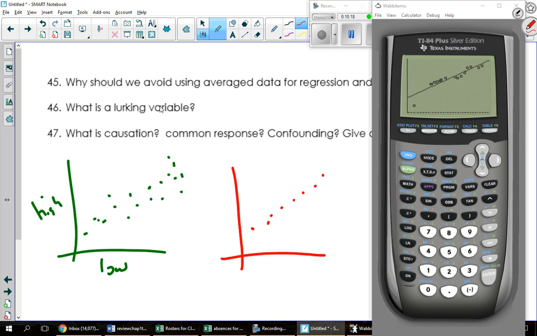What is a lurking variable? I'll explain this in the context of the one we did before with vocabulary size and shoe size. As your shoe size gets bigger, your vocabulary size tends to get bigger throughout your elementary and intermediate school days because of the lurking variable, age. We didn't talk about age, but that's really what's affecting your shoe size and your vocabulary size. In fact, those things are a common response to it.